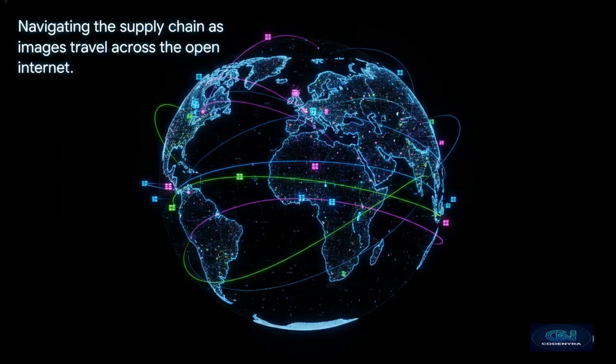Okay, let's zoom out a bit. We've dissected the atomic structure of an image on a disk. Now we need to shift to a senior level perspective. The macro view. Because these layered images don't just sit on your laptop, right? They travel across the open internet, literally forming the backbone of the modern software supply chain.